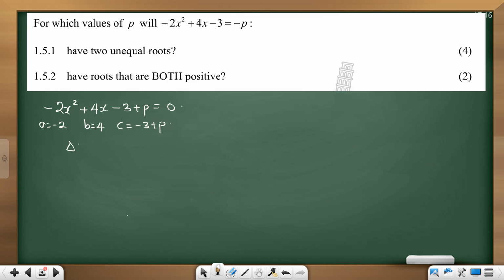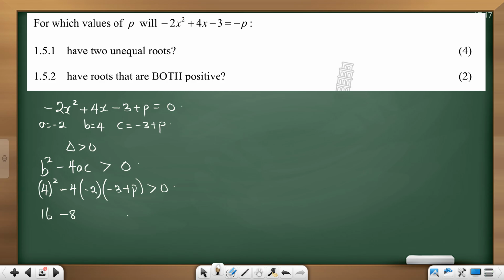Oh, beautiful. Discriminant is greater than 0. B squared minus 4ac must be greater than 0. What is our B? 4 squared minus 4 times minus 2 times minus 3 plus p. Now we solve for p. This is 16 minus 4 times minus 2 times minus 8, so that you guys can see what's going on here. Learners get confused with that. Now I open: minus 8 minus that will give me positive 24, and minus 8p greater than 0.